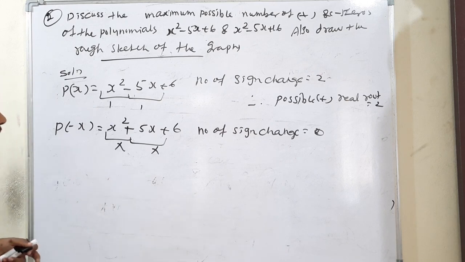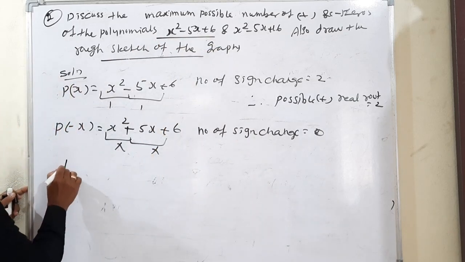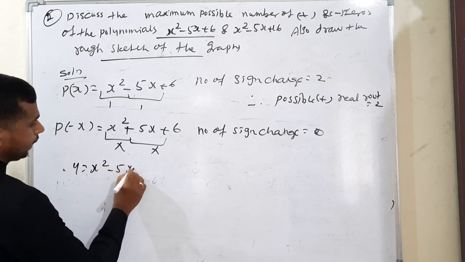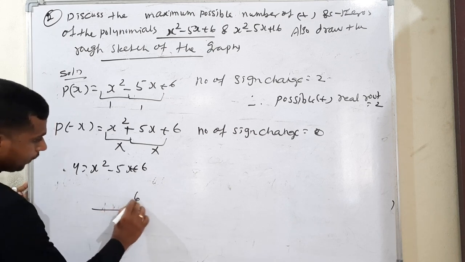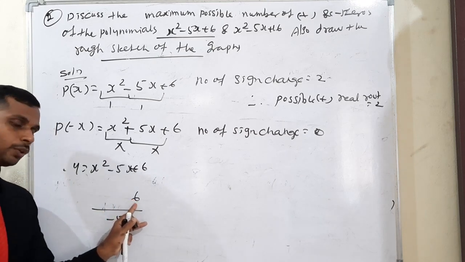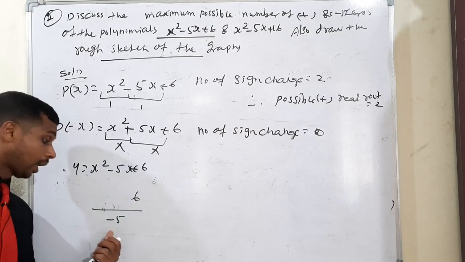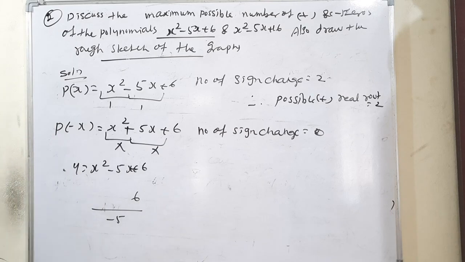Okay. So now what we have to do? Draw the rough sketch. Rough sketch means consider y is equal to x square minus 5x plus 6. So by the sum-product rule, the product is positive 6 and the sum is negative 5. If the product has a positive sign, both signs will be equal, whether positive or negative. But since the sum is negative, both signs will be negative.